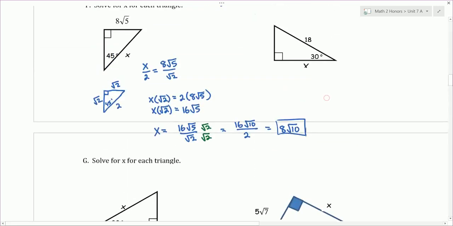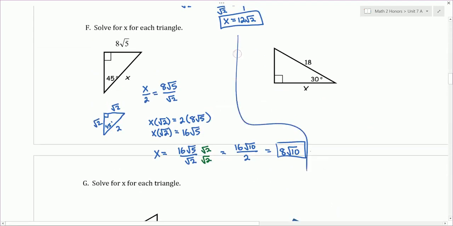Part G. I'm not done with F. F, we got another side to look at. Set up another similar triangle here, 30, 60, 90, with the side lengths that we know, and set up a proportion here. X over square root 3 is equal to 18 over 2. Reduce. Cross multiply, and you get x is equal to 9 times the square root of 3.